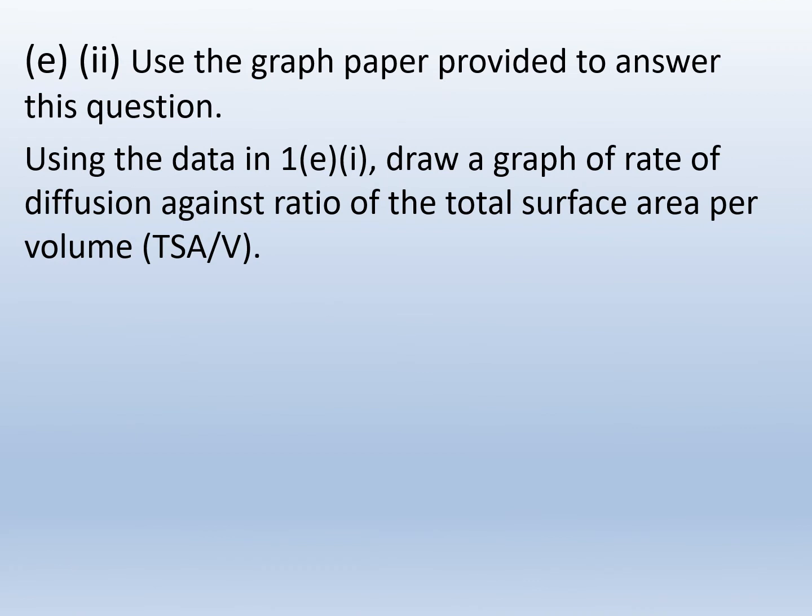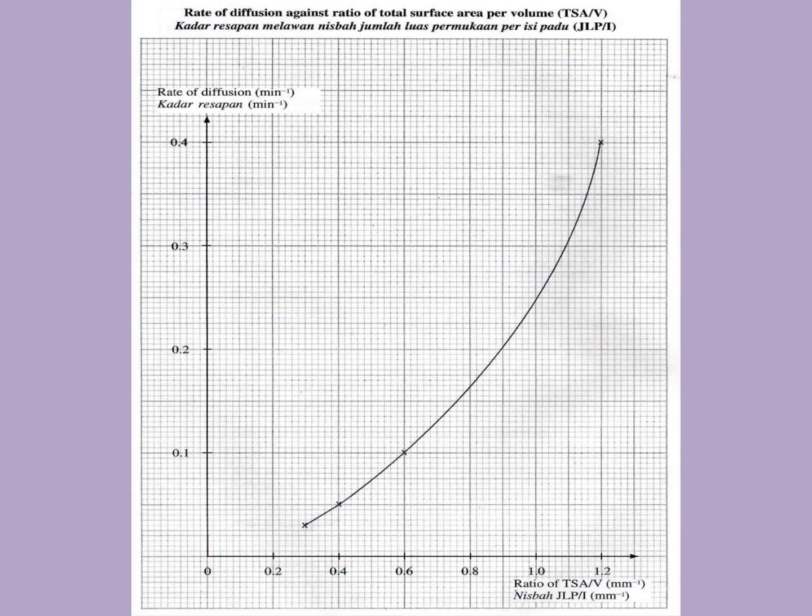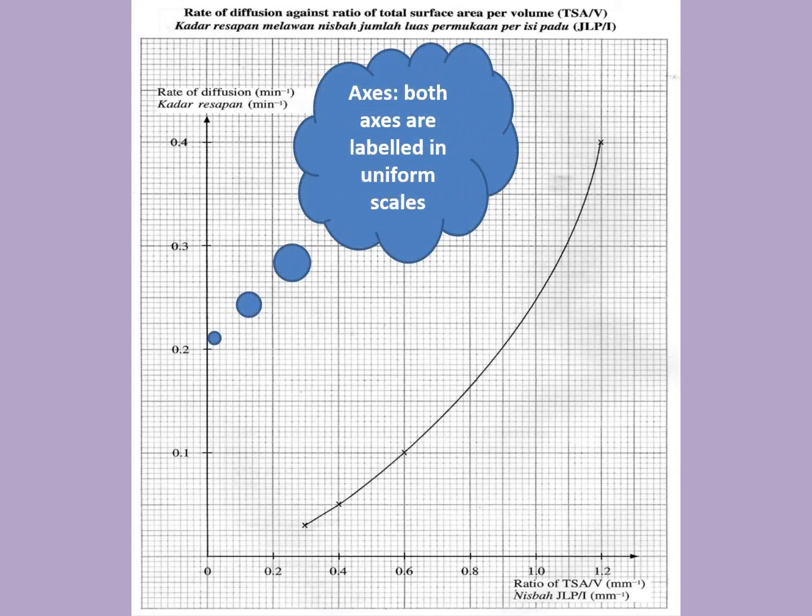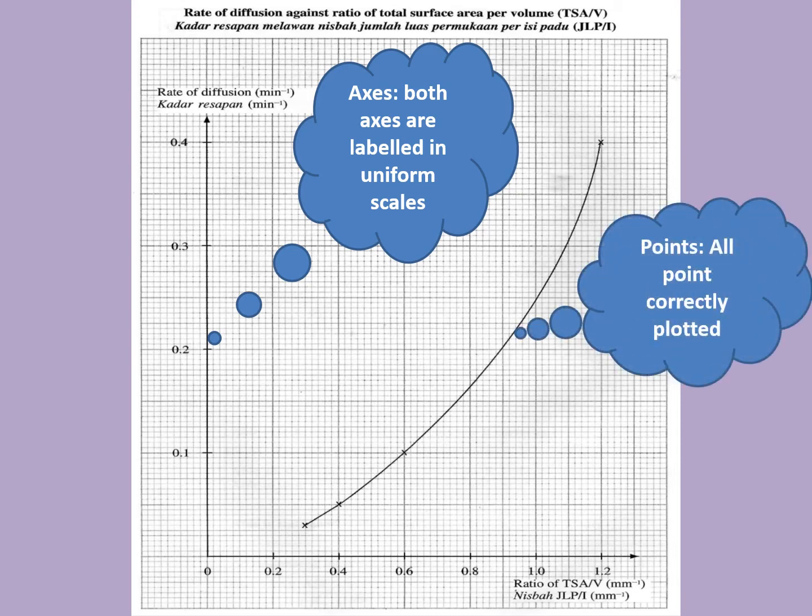Question E2. Use the graph paper provided to answer this question. So you need to draw a graph of rate of diffusion against the ratio of the total surface area per volume. So this is the answer. Both axes must be labelled in uniform scales, and all points correctly plotted. You must plot all the points.